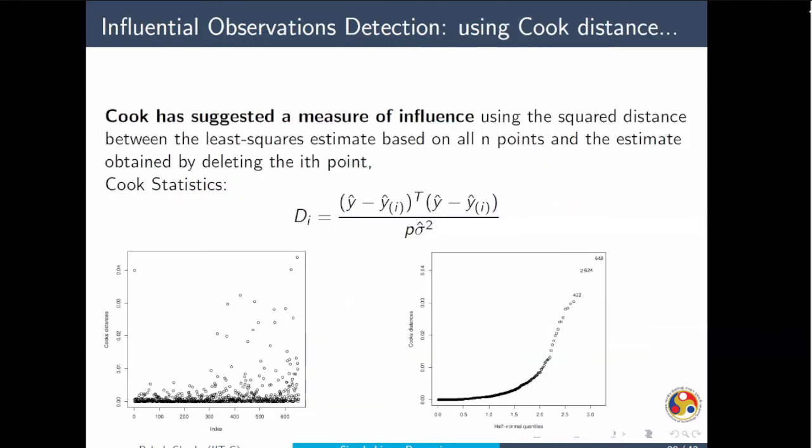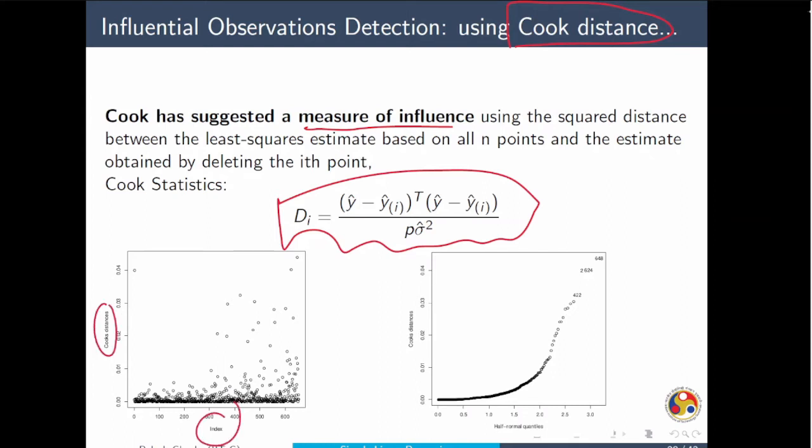The last one in this topic is the Cook's distance. This is actually used to measure influential observations. This is the expression. I will not go into that detail, but the bottom line is that you can get the Cook's distance versus index, or the half-normal quantiles. So you will see this kind of graph.